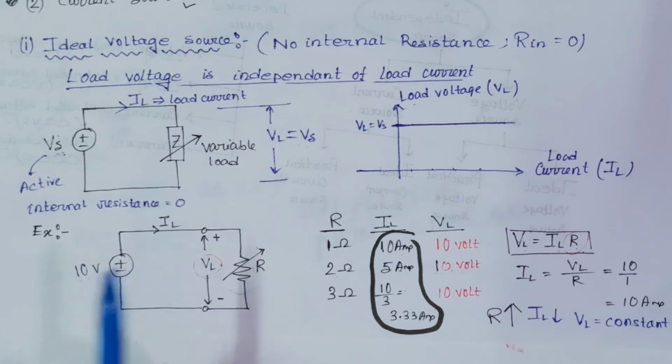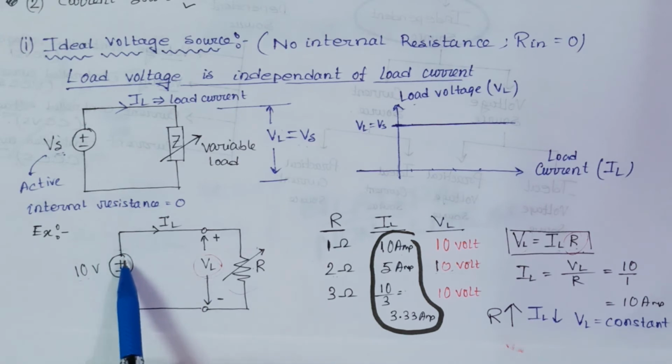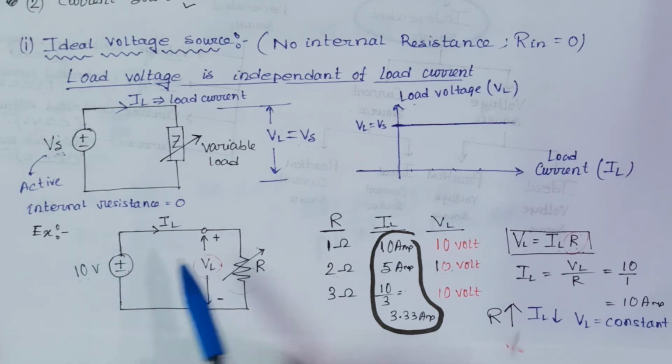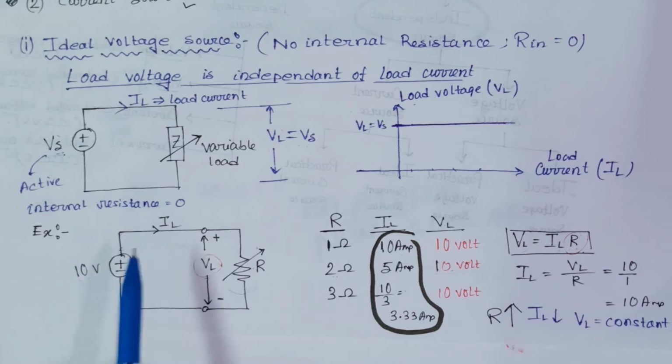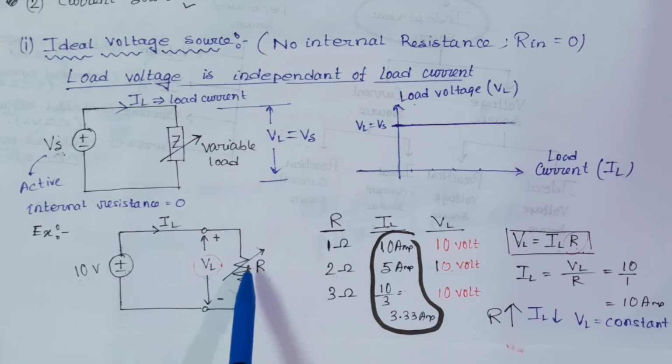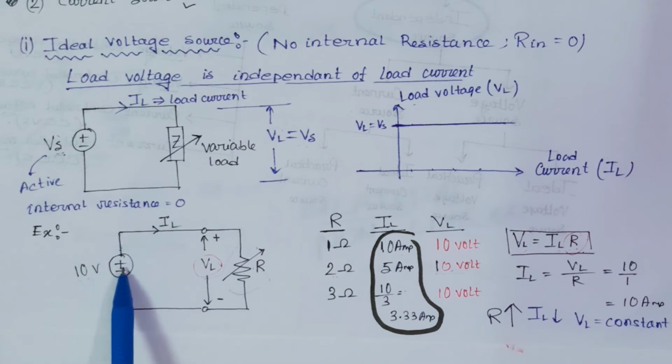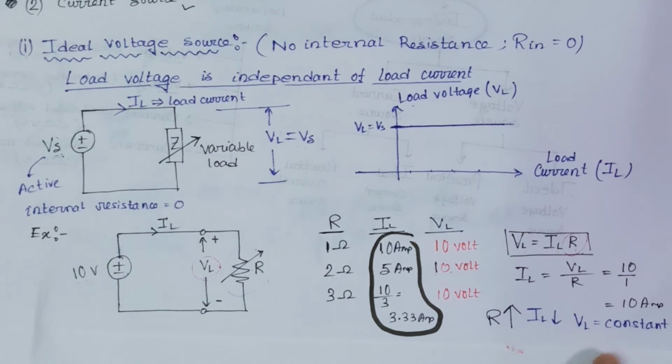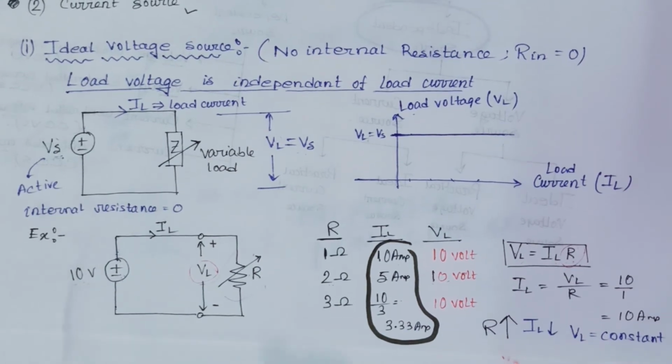It means the source voltage is not offering any internal resistance. And see, if it offers any kind of internal resistance, it may be the value of something like 2 ohms or whatever. It may have some value of internal resistance. It means this 10 volt will be dropped in both these resistances. One is internal resistance and the other is load resistance. But in this case, as the source voltage is not offering any kind of internal resistance, the voltage is being dropped only in the load resistance.